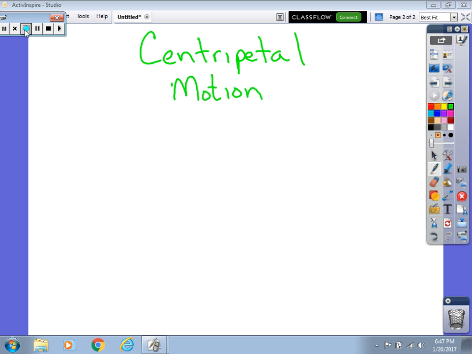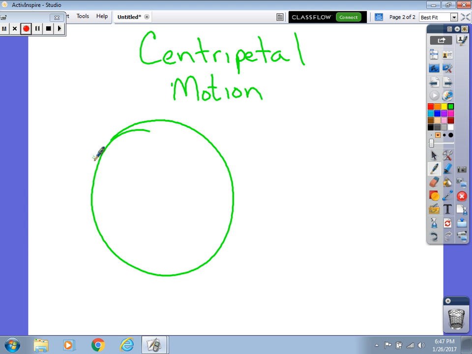So, first and foremost, the basics. Anything traveling in a circular path, that means traveling in a circle, not a parabola, not an ellipse, but a circular path, is being held in that path by what's known as a centripetal force. That centripetal force is always acting towards the center.